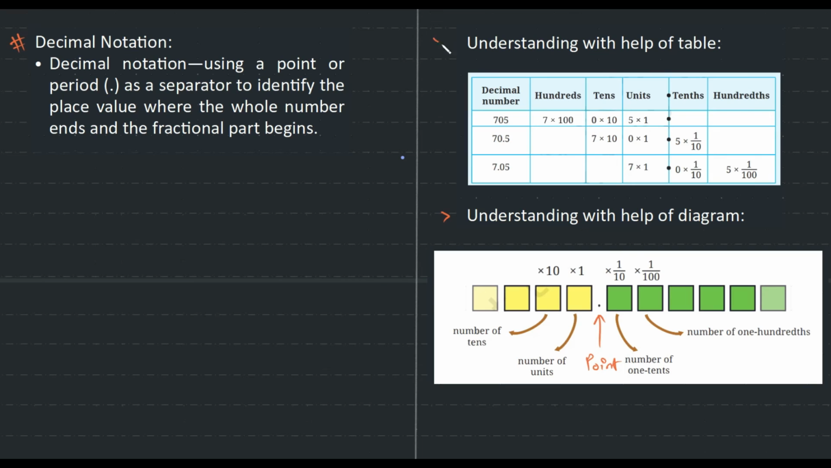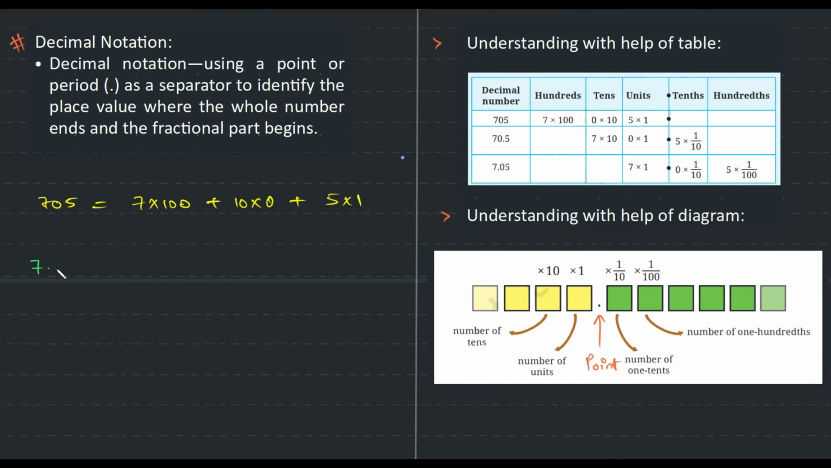So next is your table form. I'll explain it over here. See, this is nothing but 700, which can be written as 7 into 100, plus 10 into 0, plus 5 into 1, right?